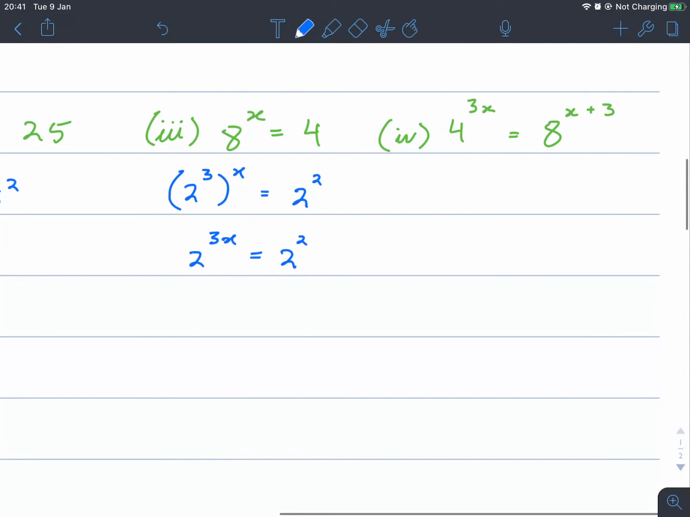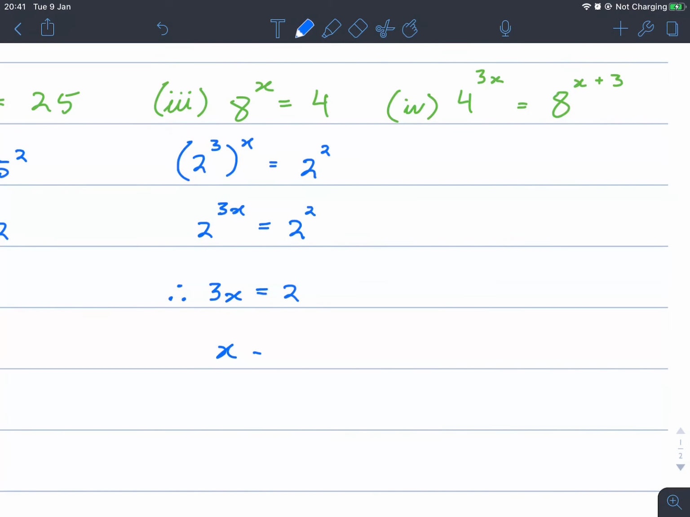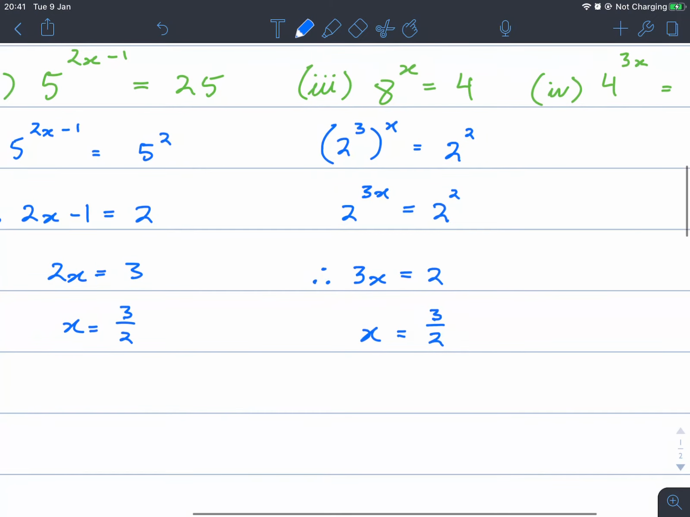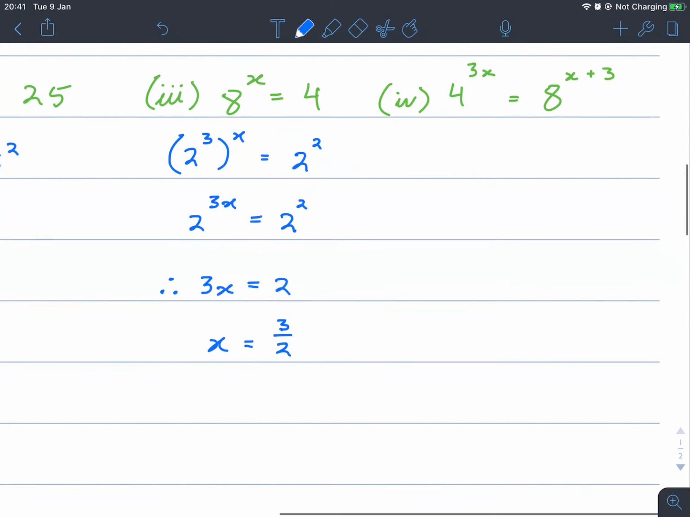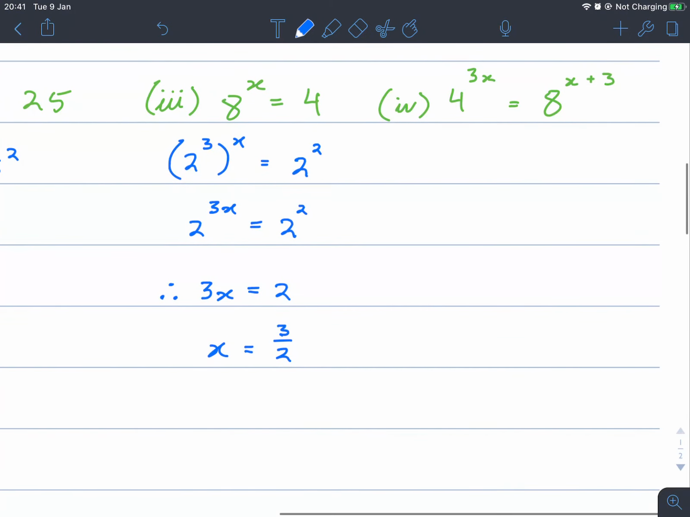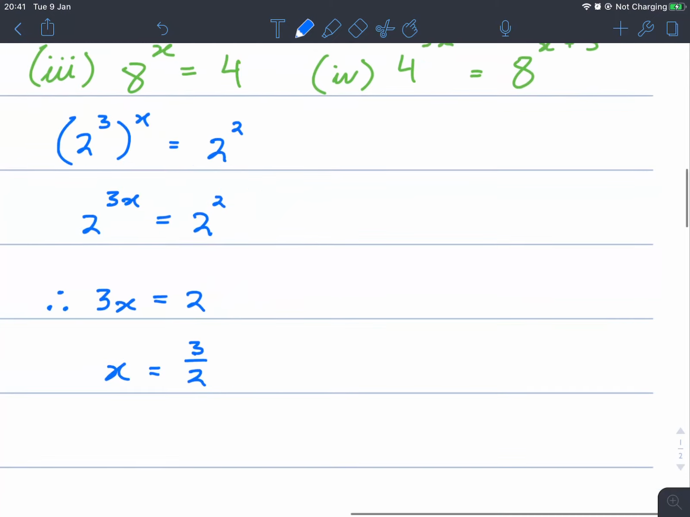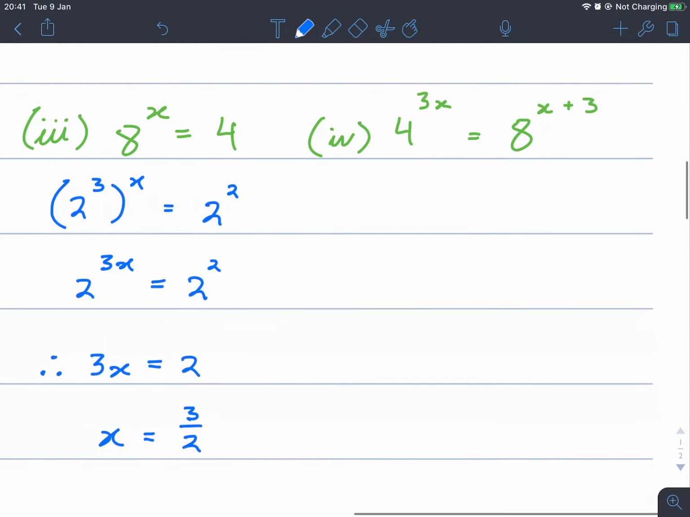Well, then we can conclude now, therefore, 3x is equal to 2, and x is equal to, once again, 3 on 2. That's a coincidence. I didn't see that happening. But anyway, so long as you understand what I did, how we reduced 8 to become 2 to the power of 3. Okay, let's do it again.